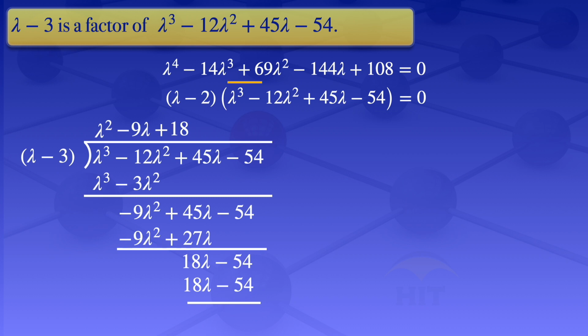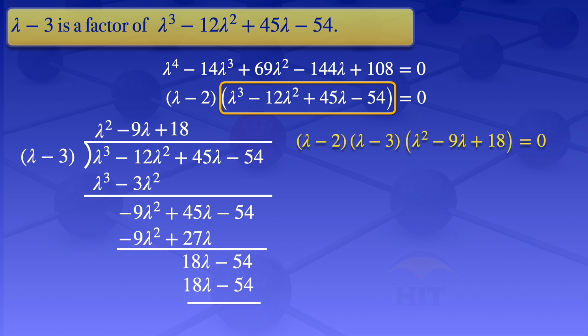So what you are saying is lambda cubed minus 12 lambda squared plus 45 lambda minus 54 factors into lambda minus 3 and the one which you have just found, lambda squared minus 9 lambda plus 18. So our equation will become lambda minus 2 multiplied by lambda minus 3 multiplied by lambda squared minus 9 lambda plus 18 is equal to 0.